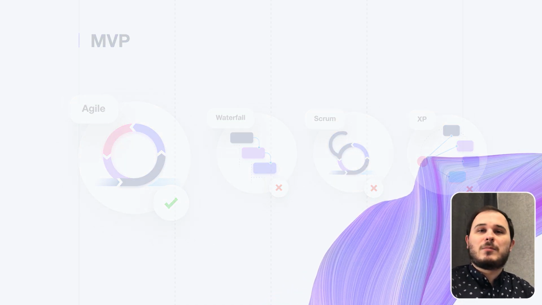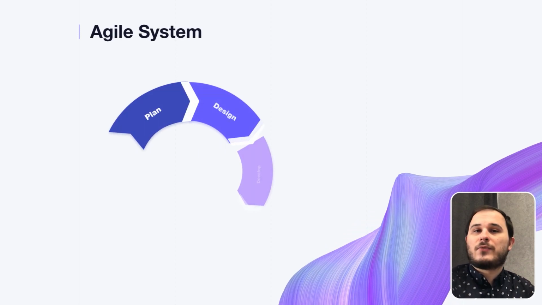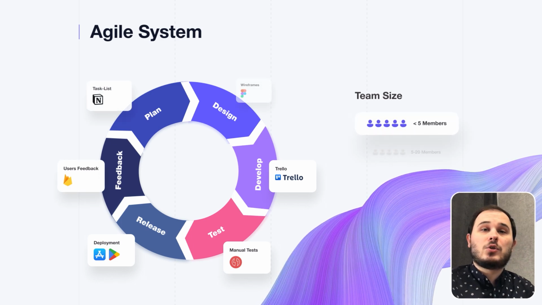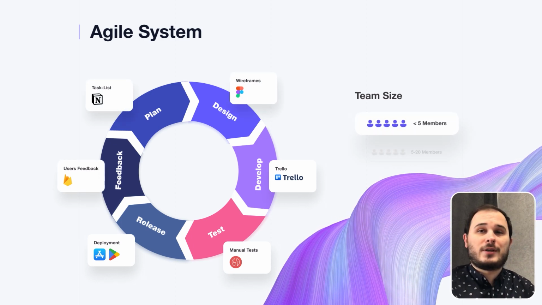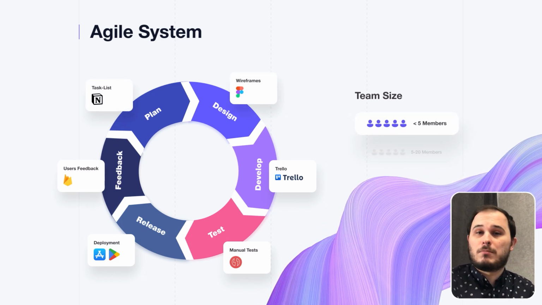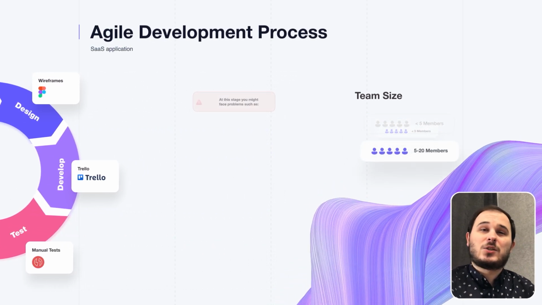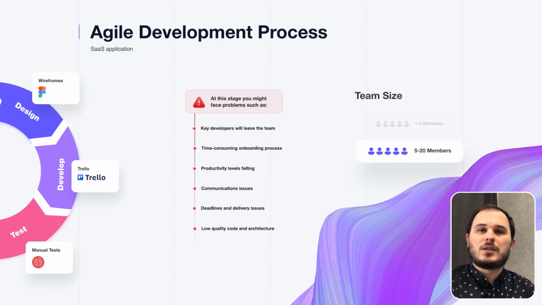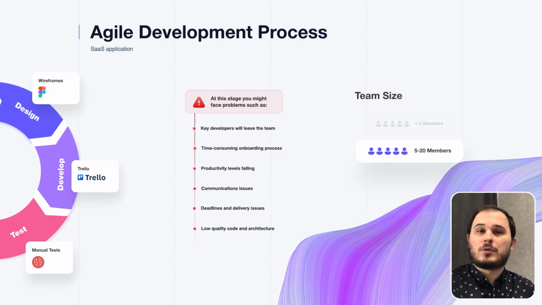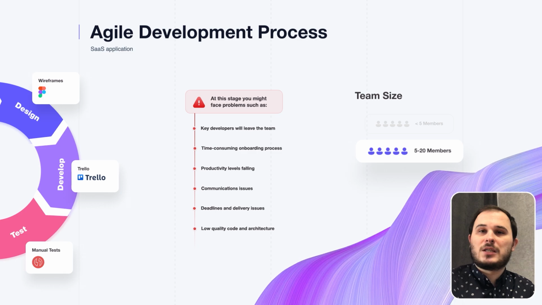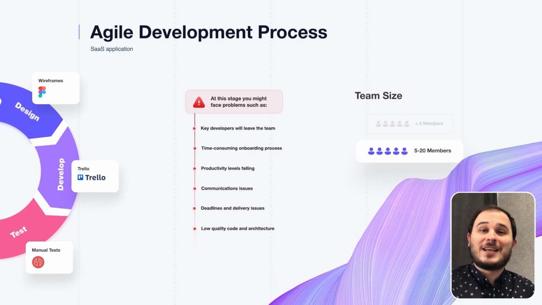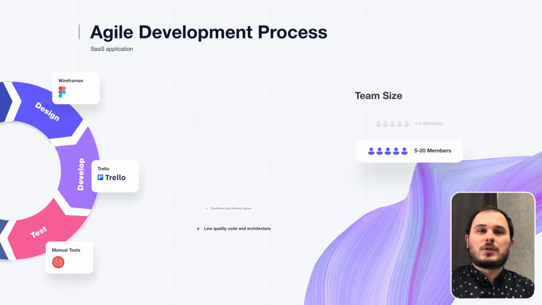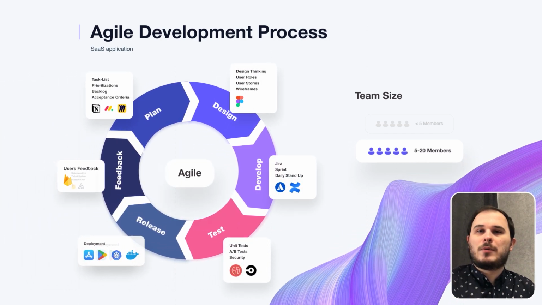Picture this. You have a team of 5 developers who understand their roles, communicate effectively, and have made significant progress in coding the product. They could use simple tools like Trello, Notion, Miro, Asana, Monday, Google Docs, and quick Zoom meetings. However, as your team expands to 15 or more people, you may face some challenges, such as losing your key developers, complex and time-consuming onboarding processes, reduced team productivity, communication issues, missed deadlines, and a decline in code quality and architecture.